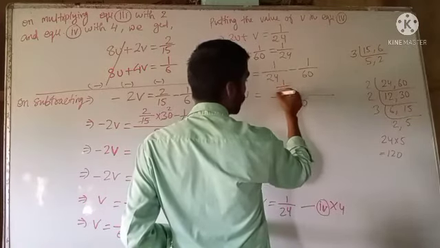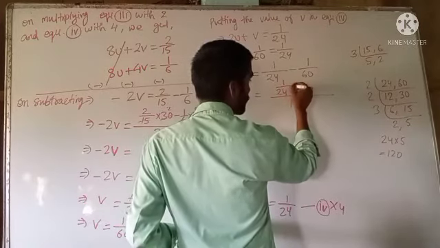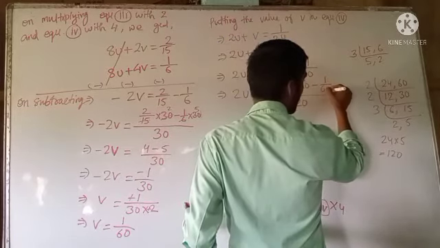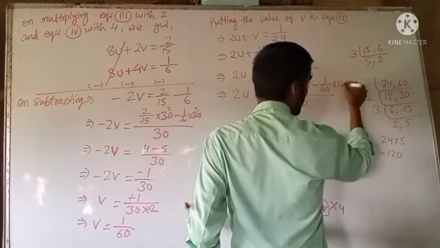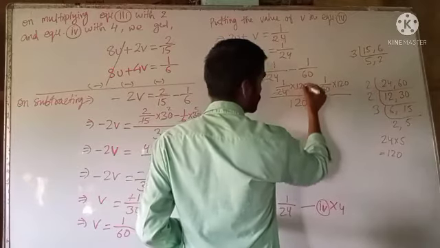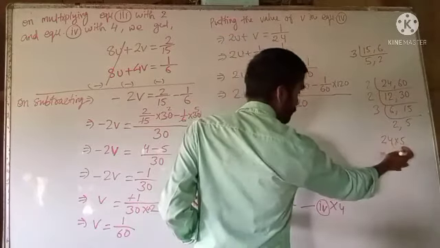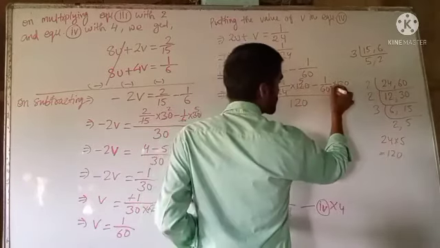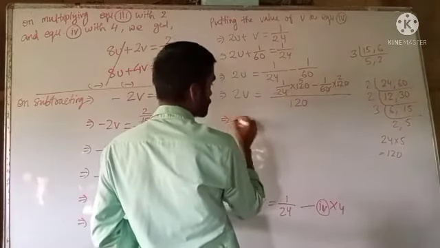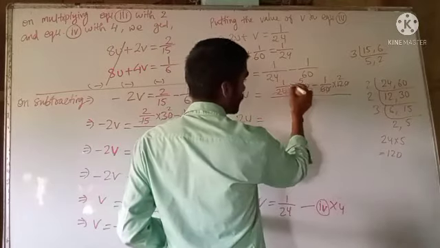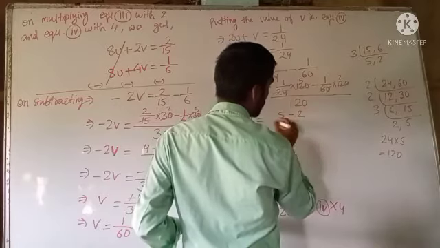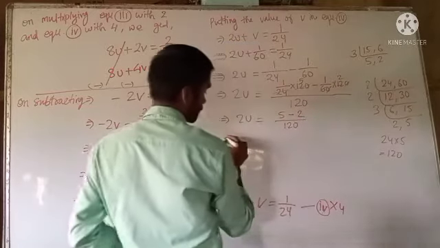So now 1 by 24 into 120, that is the LCM, minus 1 by 60 into 120, that is the LCM. So now 24 and 120 we can cancel. 24 5 times it is 120. 0 and 0 we can cancel. 6 2s are 12. So we got here it is 2u is equal to 1 into 5 it is 5 minus 1 into 2 will get here 2 by 120.